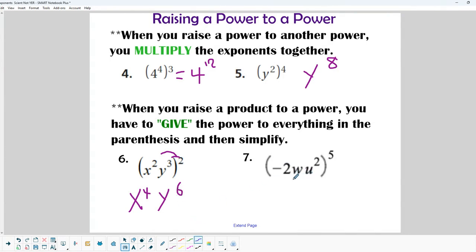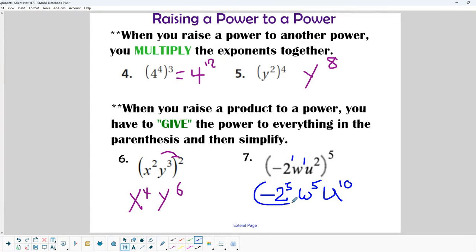On this one, we actually have a negative 2 out here. We got to keep in mind there's a power of 1 on that one, so this 5 exponent gets multiplied by each of the exponents on the inside. So negative 2 to the 5th, w to the 5th, u to the 10th. And then it says to simplify.